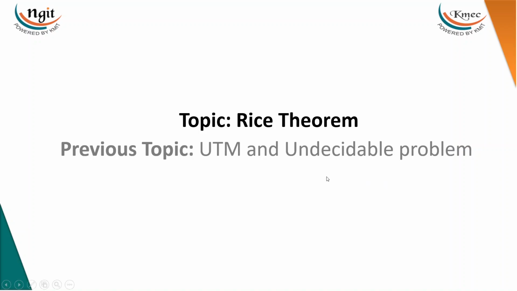Hello students, in the last video we discussed the universal Turing machine and undecidable problems. So what does it mean? If you are given a problem P, an undecidable problem means any property of this P is decidable or undecidable. Like the membership property, whether a string belongs to this problem or language, whether it is decidable or undecidable. And the finiteness property, whether it is decidable or not.